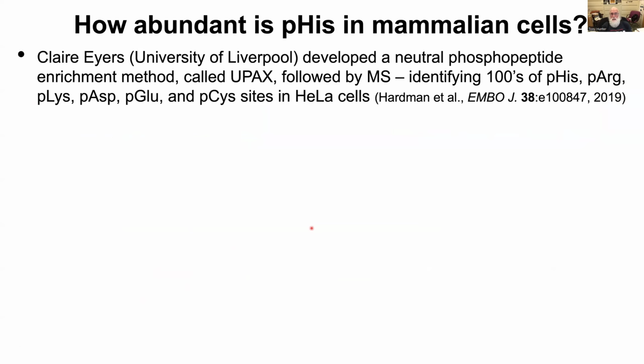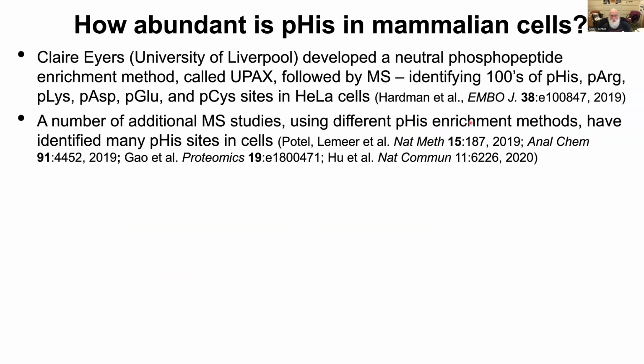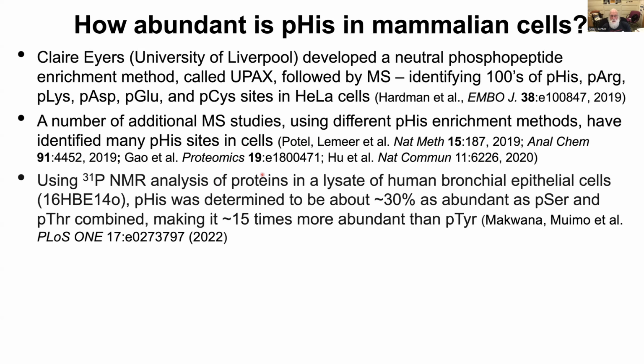So how abundant is histidine phosphorylation in mammalian cells? In some other organisms, it's been estimated to be 5% of total phosphate. Others, like Claire Eyers at the University of Liverpool, have developed other methods for enriching phosphohistidine and reported a few years ago now identifying hundreds of phosphohistidine and arginine, etc. sites. Other groups have also been in this area, particularly Lemeer's group, and they've identified many phosphohistidine sites in cells.